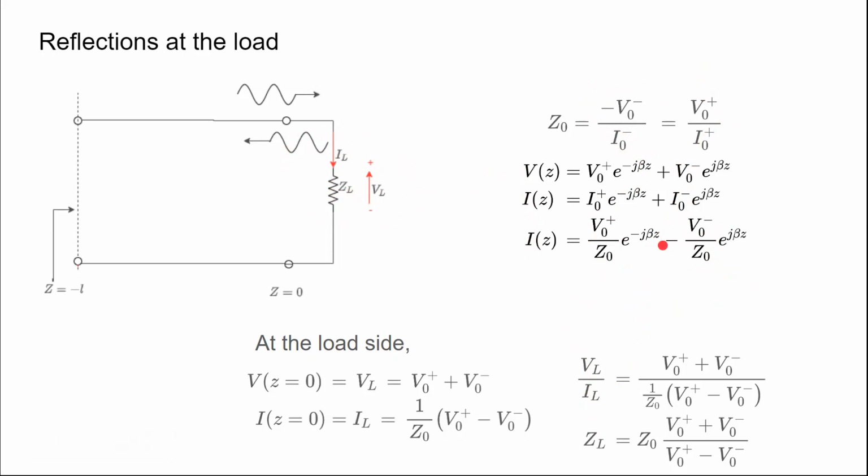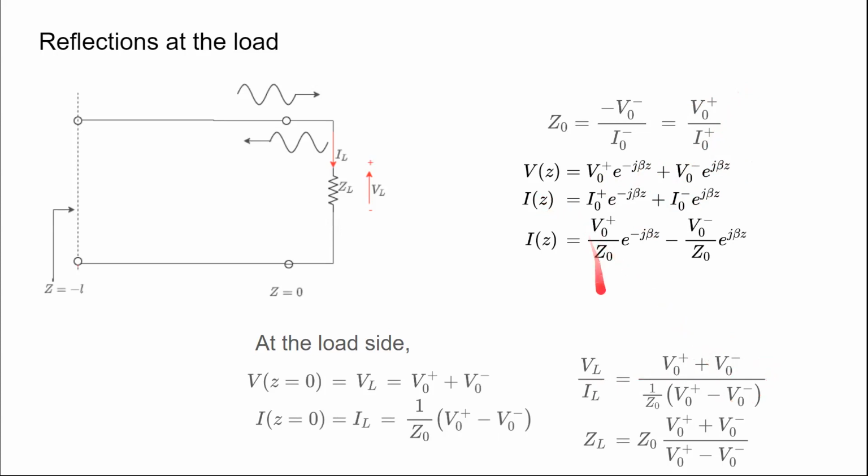To find the voltage at the load, we substitute Z equals 0 in these equations. By substituting Z equals 0, e to the minus j beta Z becomes e to the 0, which is cos 0 plus j sin 0, equal to 1. Because of that, we can write VL is equal to V naught plus plus V naught minus.